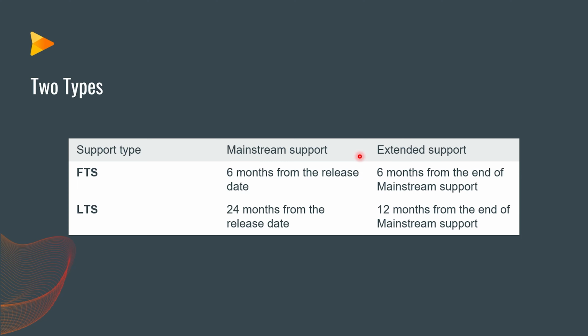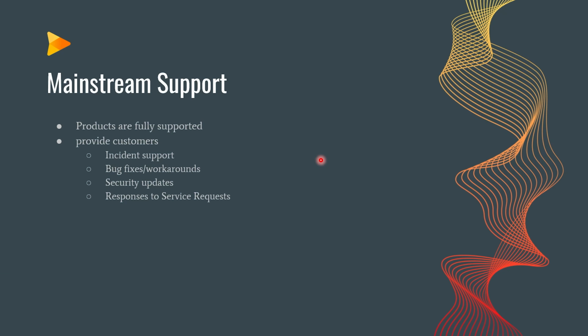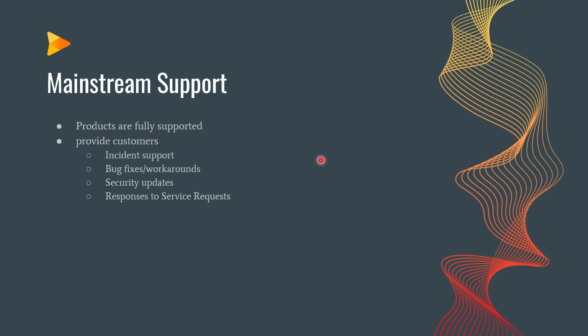So, what is mainstream support or extended support? Under mainstream support, products are fully supported. UiPath will provide customers with incident support, bug fixes, and security updates, and they'll provide responses to service requests. At the end of this period, customers will need to update to a version available in mainstream support.